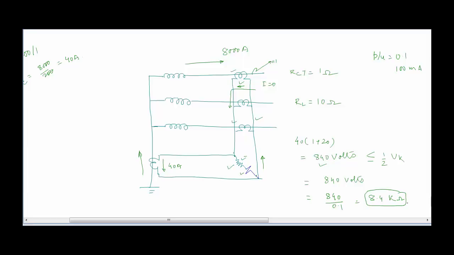So this is how we calculate the value of stabilizing resistance which should be introduced in the area protection circuit in order to keep it stable during a through fault situation, considering the CT saturation cases.